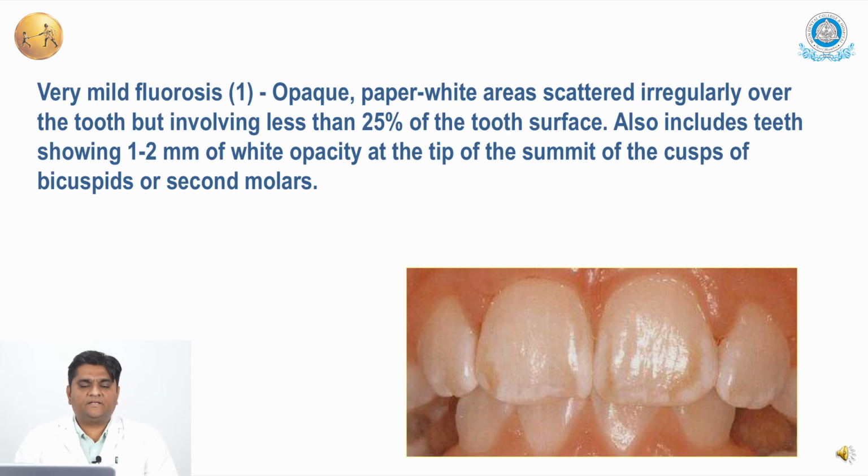Next is score 1, that is very mild fluorosis. Now in this, what we can see is there are opaque paper-white areas scattered irregularly over the tooth but involving less than 25% of the tooth surface. It also includes the teeth showing 1 to 2 mm of white opacity at the tip of the summit of the cusp of bicuspids or second molars, as it is seen usually.